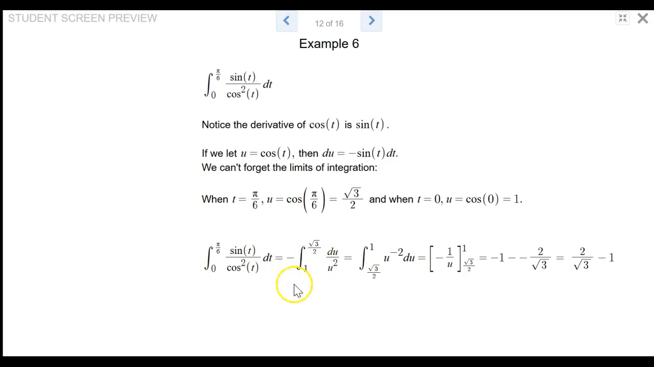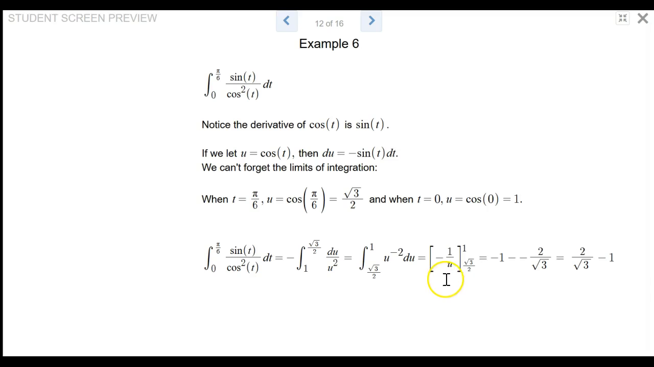Here I'm replacing everything in terms of u, including the limits of integration. So notice, remember that the negative definite integral from a to b is equal to the definite integral from b to a. So I'm just getting rid of that negative sign and switching the upper and lower limits of integration. So this is u to the minus second du. I find the antiderivative and I evaluate it at these new limits of integration that I've gotten from my substitution.